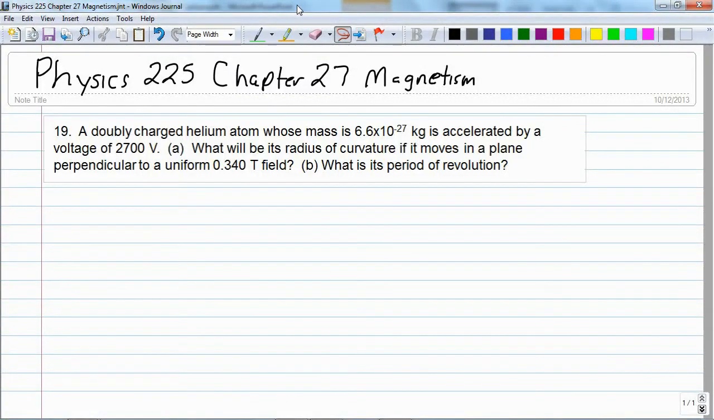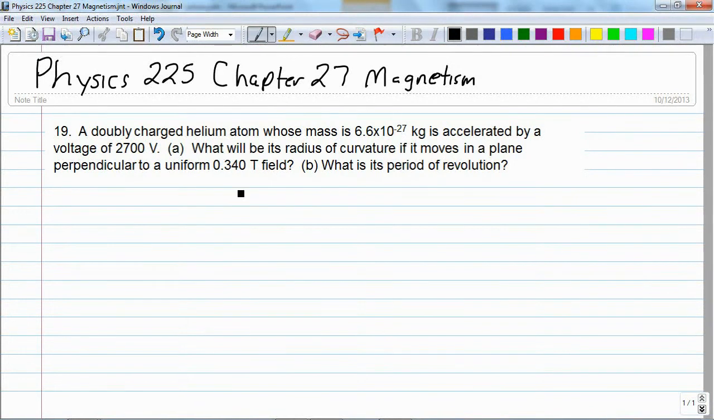So let's look at an example that is simulating that experiment we saw in the last presentation. Here we have a doubly charged helium atom whose mass is 6.6 times 10 to the minus 27th kilograms, accelerated by a voltage of 2700 volts. What will its radius of curvature be if it moves in a plane perpendicular to a uniform 0.34 Tesla field? Tesla is the unit of magnetic field. And what is its period of revolution?